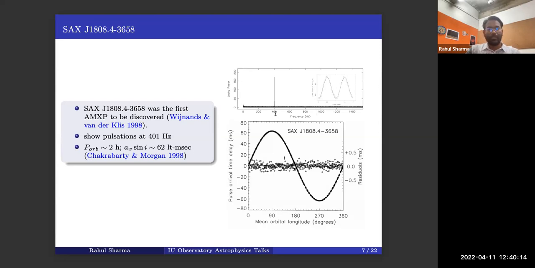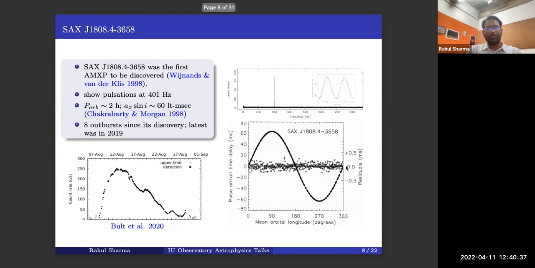Soon after its discovery, its binary nature was also established, through the Doppler motion, or the pulse arrival delay, and it shows a very clear binary circular orbit feature. It has around a 2-hour orbit, with a projected time delay, or projected semi-major axis, of around 62 light milliseconds. This source has shown around 8 outbursts since its discovery, and the latest outburst was in 2019.